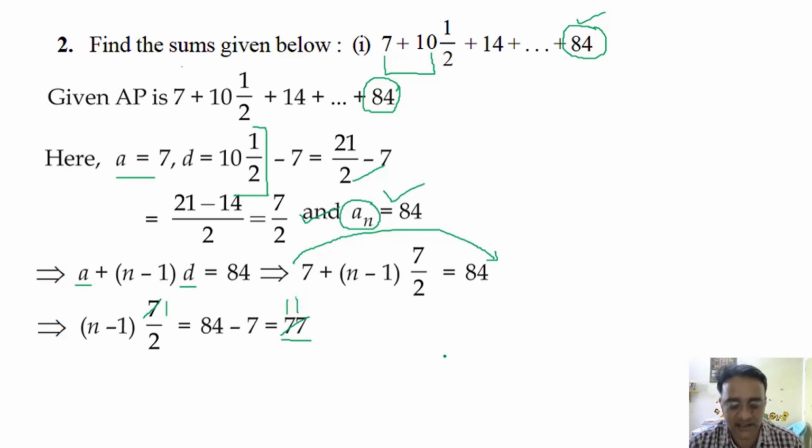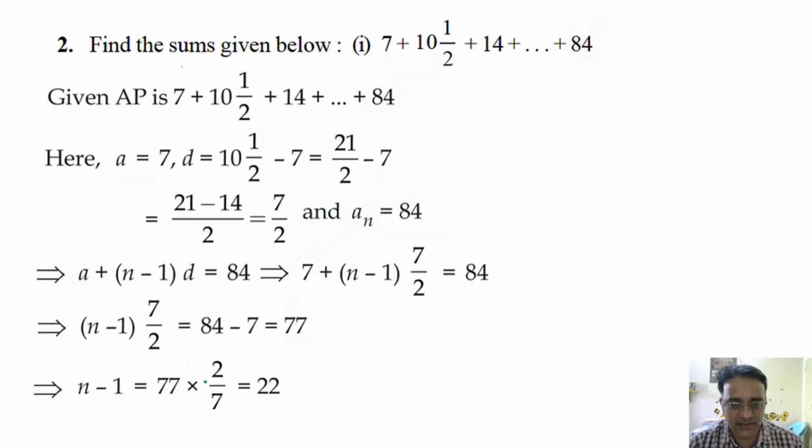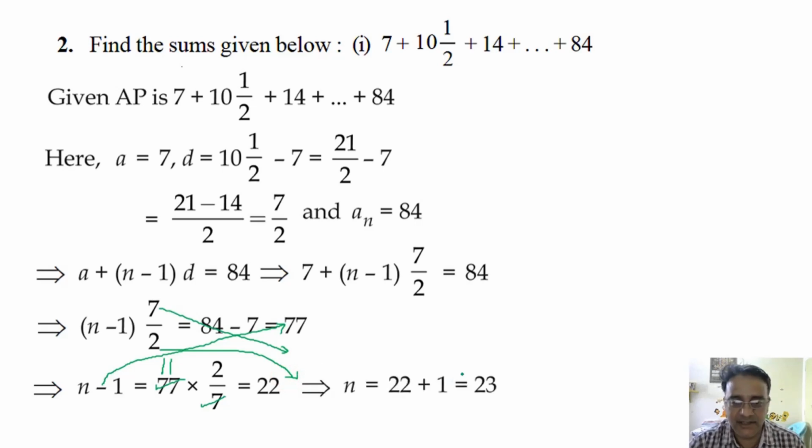Okay, अगर यहाँ पे cancel करते हैं तो. Otherwise you can shift, if you shift to this side it will become the reciprocal and then you can cancel it. Okay, so 22 आ रहा है. कैसे reciprocal आ रहा है? If you cross multiply, 77 से multiply होगा और 7 नीचे आएगा. Okay, so now what is the final value of n if you shift minus 1 to this side? 23. Right, you will get 23. So we got the value of n.